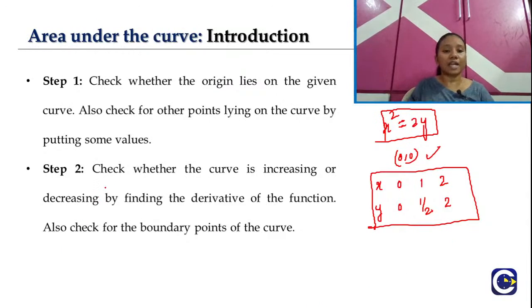Right. After that, check whether the curve is increasing or decreasing by finding the derivative of the function, and also check for the boundary points of the curve. How will we check whether the function is an increasing function or a decreasing function? We'll be finding the derivative. We have discussed this in our continuity chapter. We are going to find the derivative f dash x. If that is less than 0, then we'll be having a decreasing function. If it is greater than 0, then that will be an increasing function. So to predict whether the given curve is increasing or decreasing, we find the derivative of it.